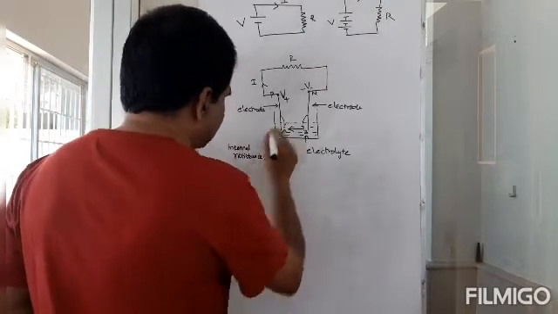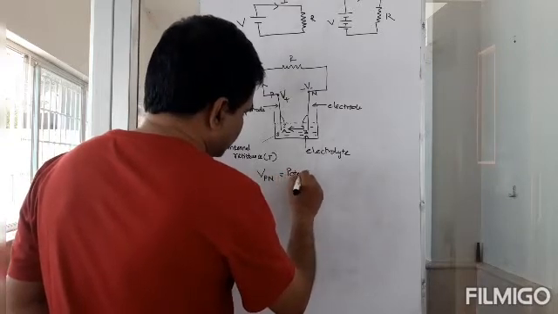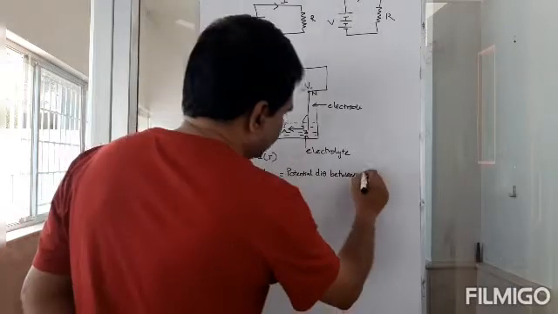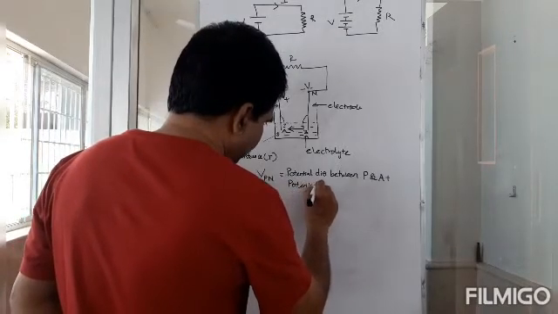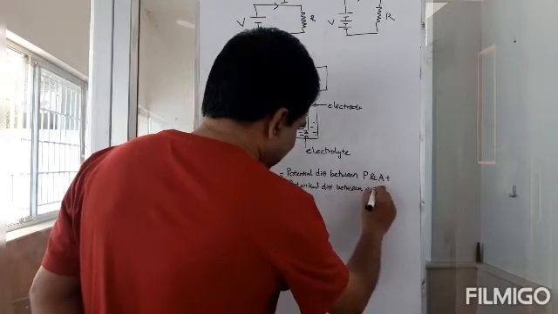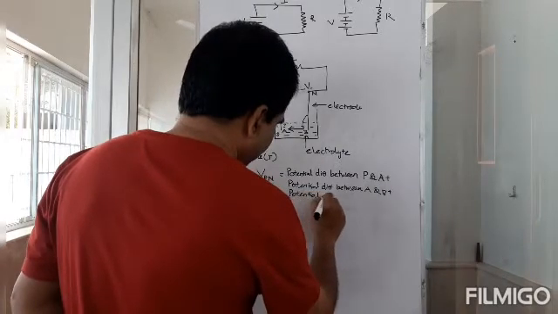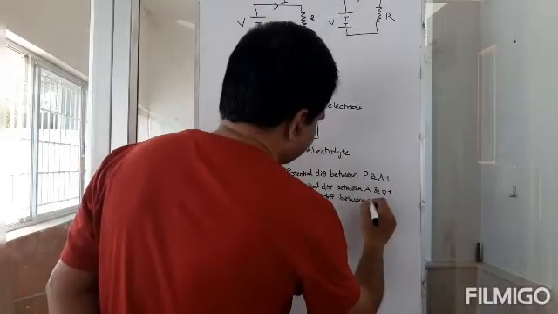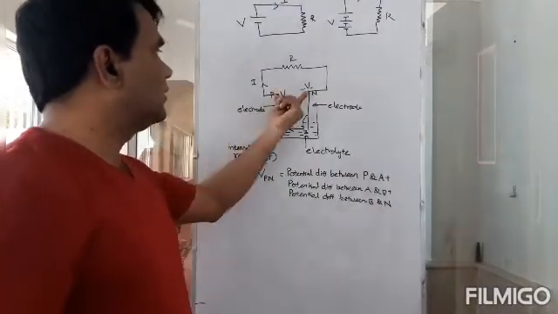So what is the potential first? Let me take, first of all, potential difference between P and N is equal to potential difference between P and A, plus potential difference between A and B, plus potential difference between B and N. So that would be the potential difference between P and N.